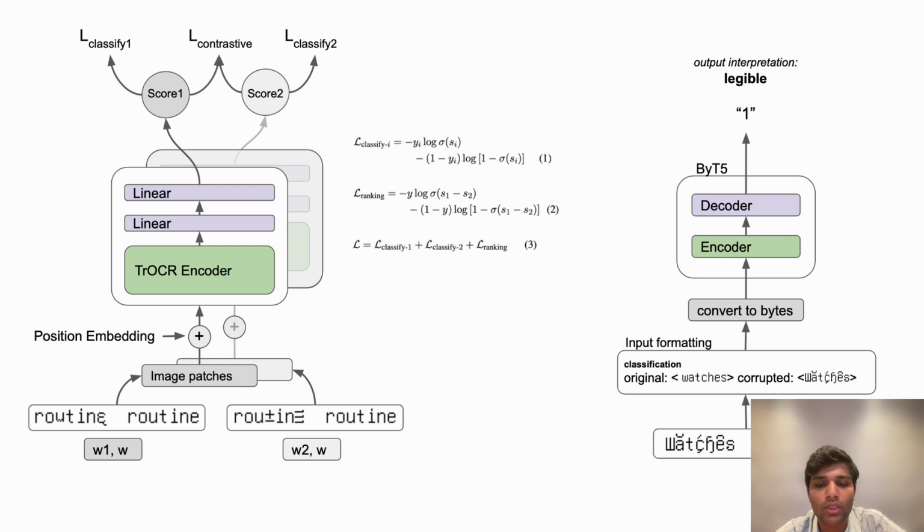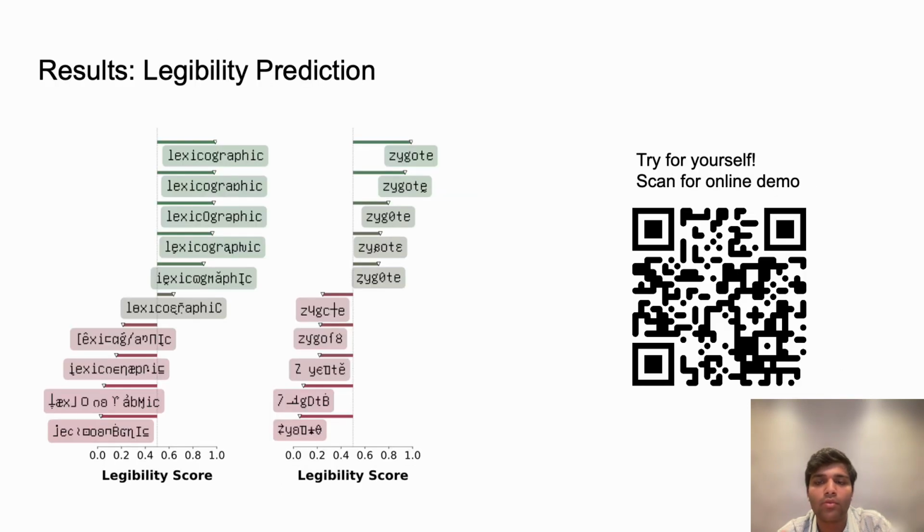And with these two models, we're able to take the scores from these models, from the TrOCR model specifically, and calculate the legibility score for a given perturbation. And I would, again, encourage you to scan this QR and check out the demo, where you can enter the word, get perturbations, and then also see the legibility scores for each perturbation.